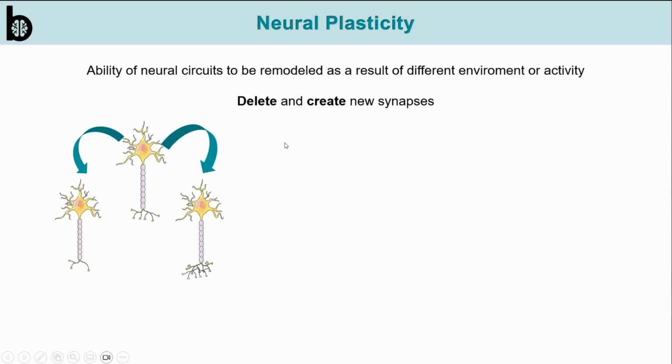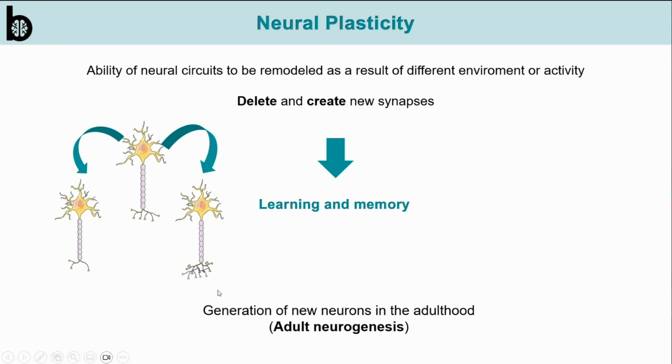Okay, so we delete and create synapses. And this is important for learning and memory. So nowadays, we also know that generation of new neurons in the adulthood, so the adult neurogenesis, is also important.